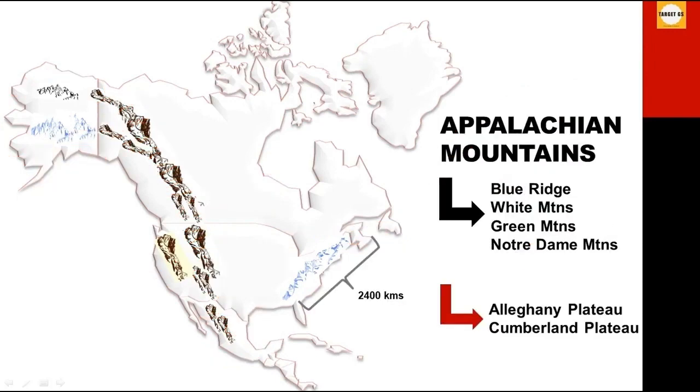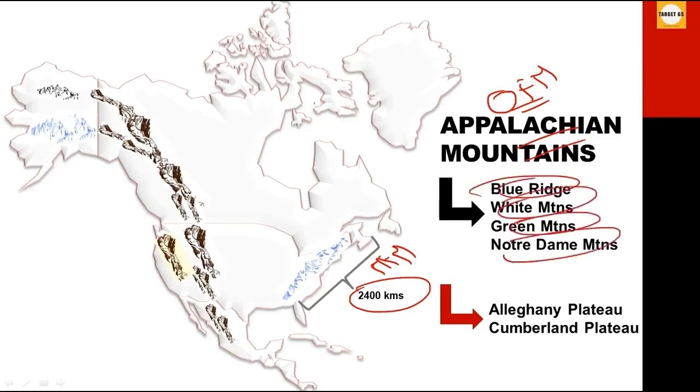And the next important mountain range is the Appalachian Mountains. These are the old fold mountains, this you have to remember, which extend for almost 2,400 kilometers. And Mount Mitchell is the highest point of this range. And these include Blue Ridge Mountains, White Mountains, Green Mountains, and Notre Dame Mountains. And these Appalachian Mountains also include large plateaus like Allegheny Plateau, which is rich in coal, and we also have Cumberland Plateau. So these things you have to remember.